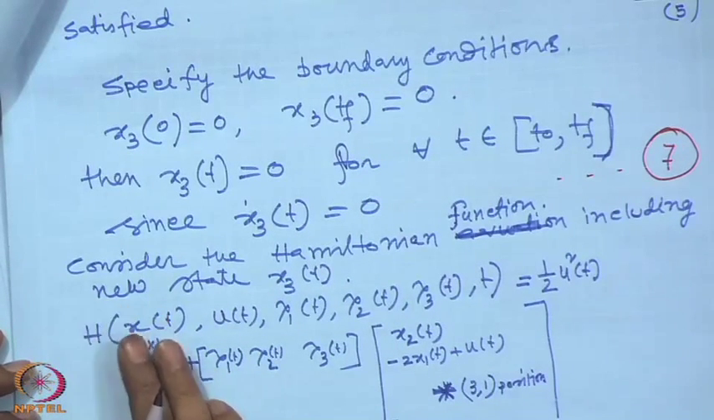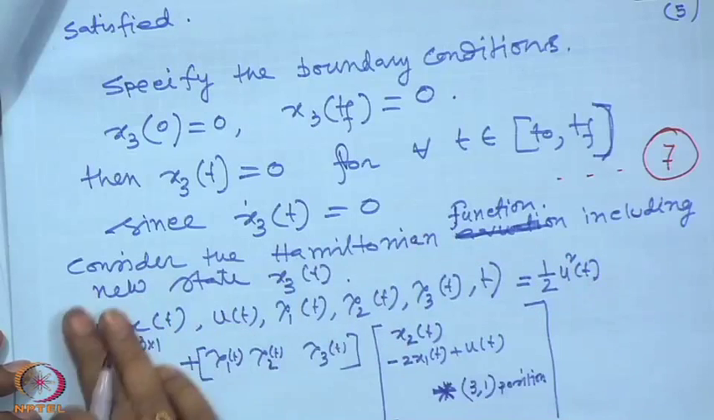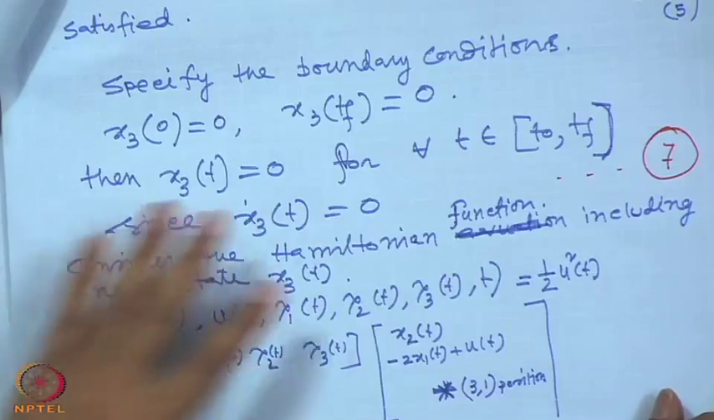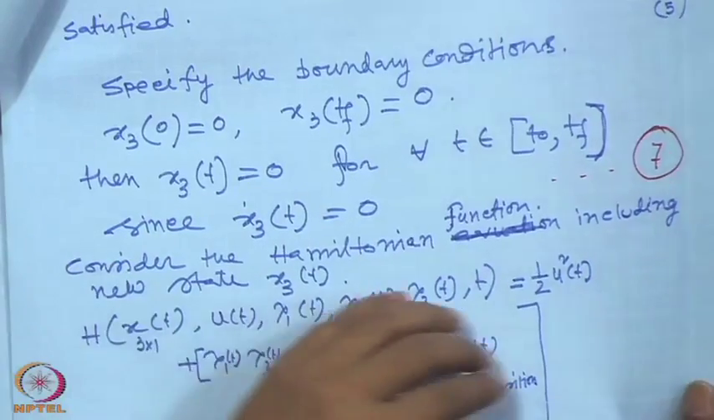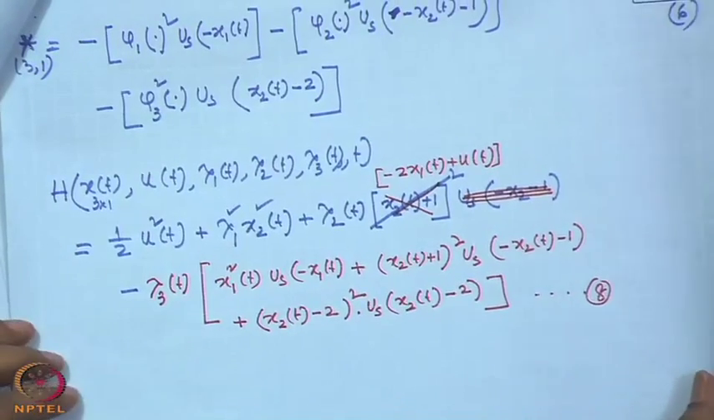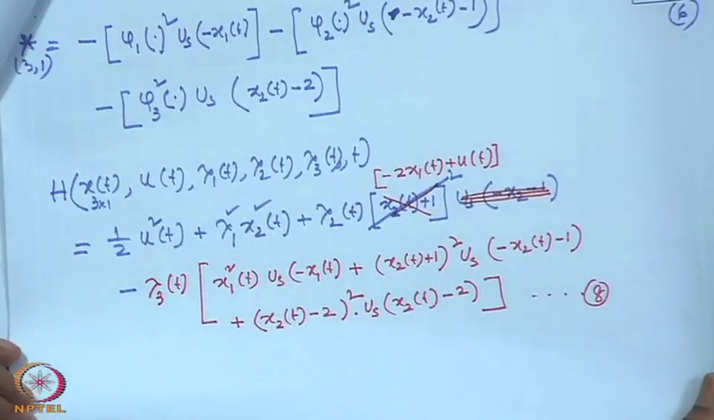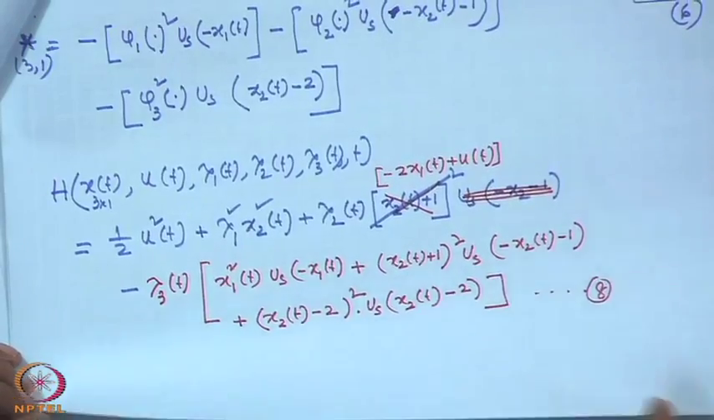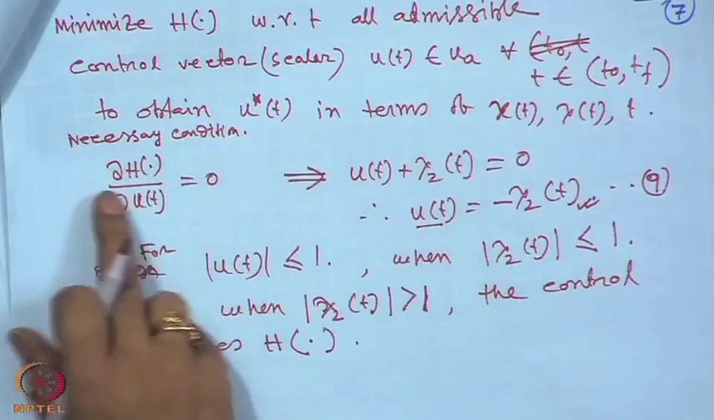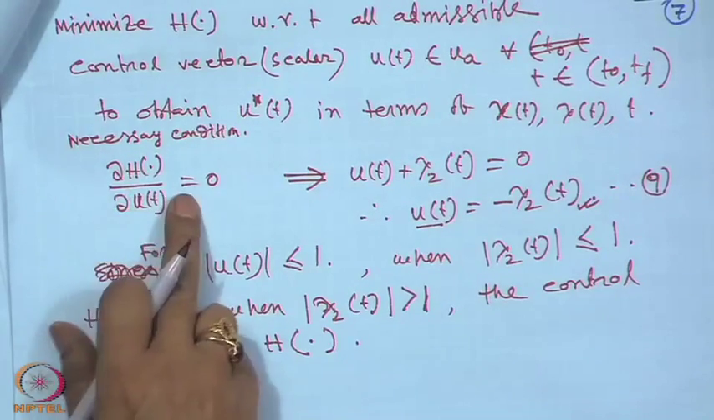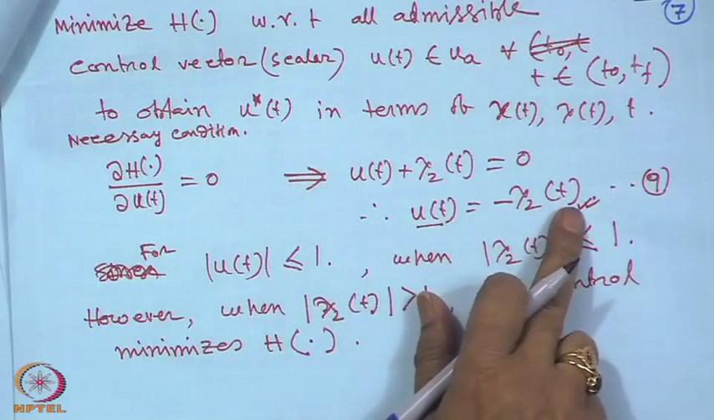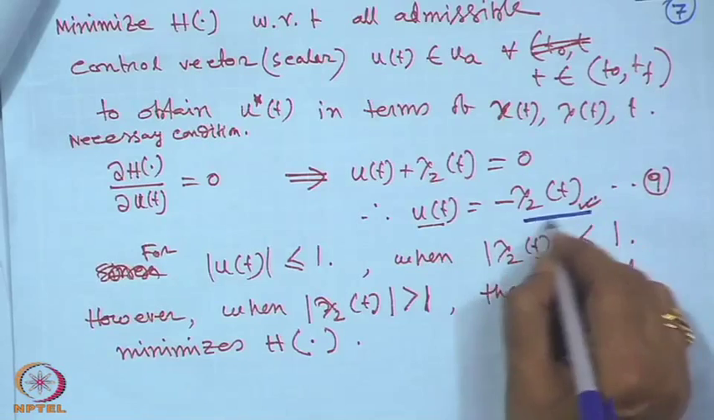Now, what do we have to do? We follow our standard procedure to form a Hamiltonian function. H is formed just as we have discussed earlier. Once H is formed, the next step is del H del x, which will come later, and del H del u equal to 0. From there we get u equal to minus lambda of t, this expression.